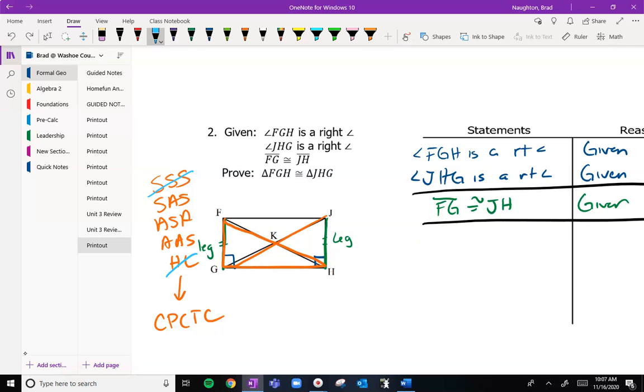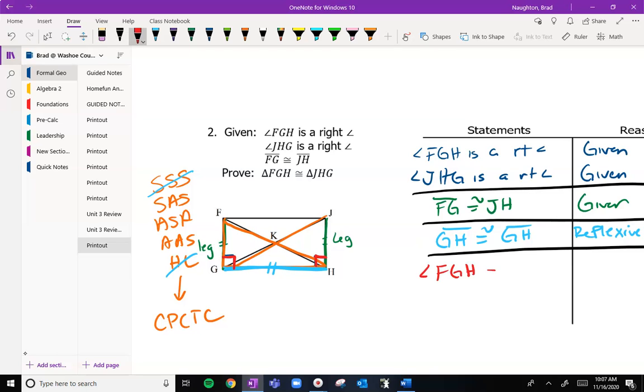But I do notice that those triangles overlap right here. So we're going to say that GH is congruent to GH, and that's reflexive. Now, the other thing we have to remember here, ladies and gentlemen, boys and girls, is that now that we're not using HL, this 90-degree box right here is super helpful. However, we have to say that those angles are congruent before we use them. So I'm going to say that angle FGH is congruent to angle JHG because of the right angle theorem that says all right angles are the same.